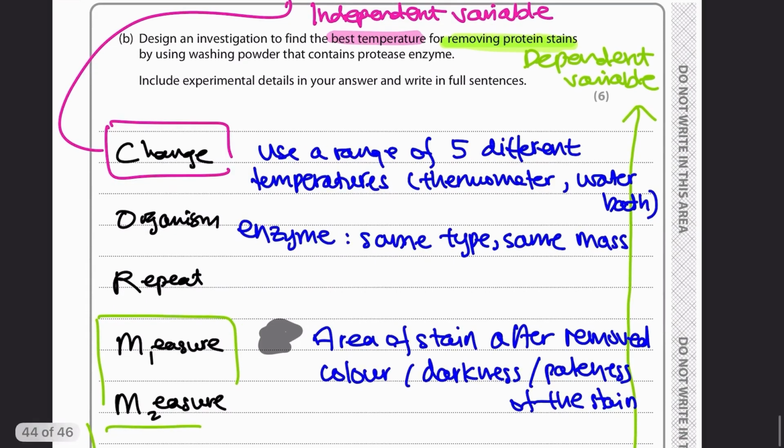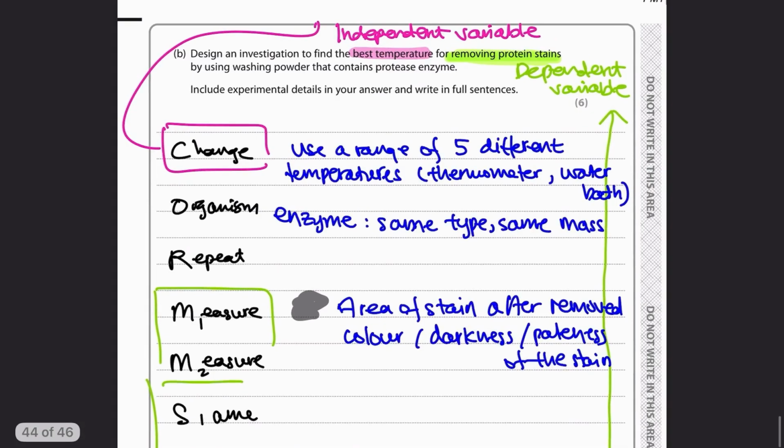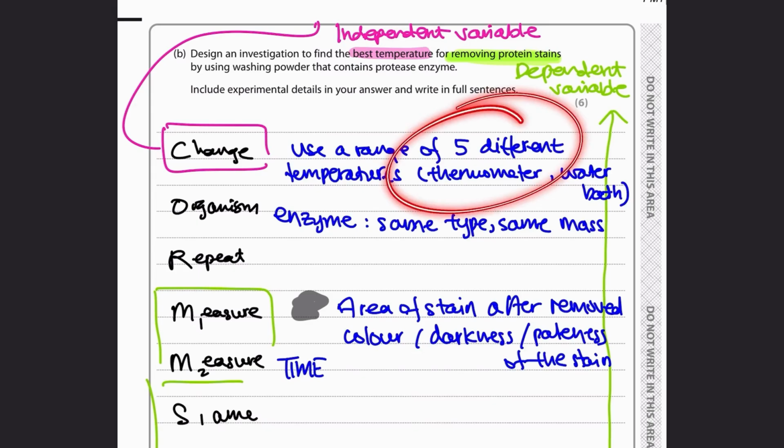Now, the other thing you've got to measure is time. Time is very important because you've got to be using the same amount of time to do this experiment at the 5 different temperatures, right? So you're going to wash them all for, for example, 30 minutes. You can't do that differently for the different temperatures. So time is the second thing that you're going to measure.